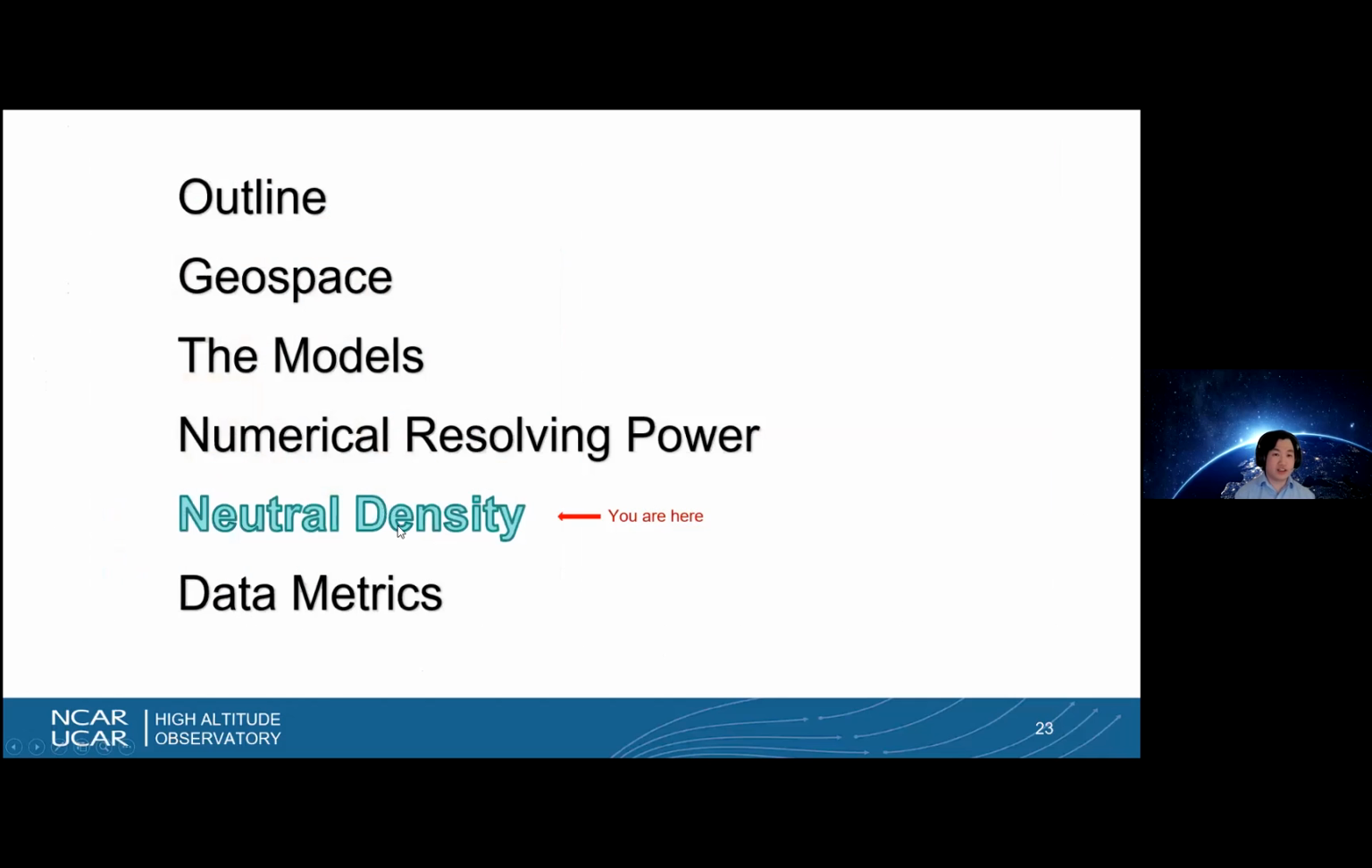All right, so now let's make use of that. And then I'll discuss neutral density and why neutral density is important. I haven't touched neutral density at all. I've just been discussing the different models, numerical resolving power, the geospace. Let's talk about the neutral density.